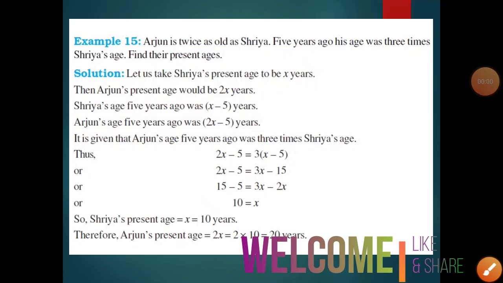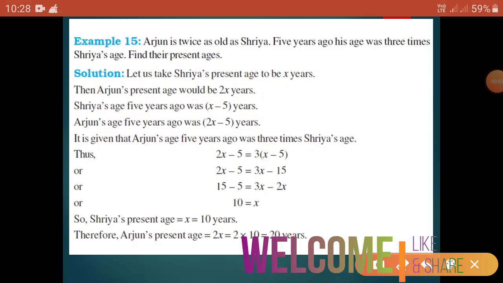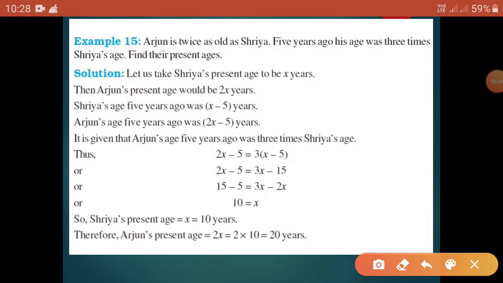We are taking another example. The question is: Arjun is twice as old as Sriya. 5 years ago, his age was 3 times Sriya's age. Find their present ages. So the question is to find the present age of Sriya and Arjun.